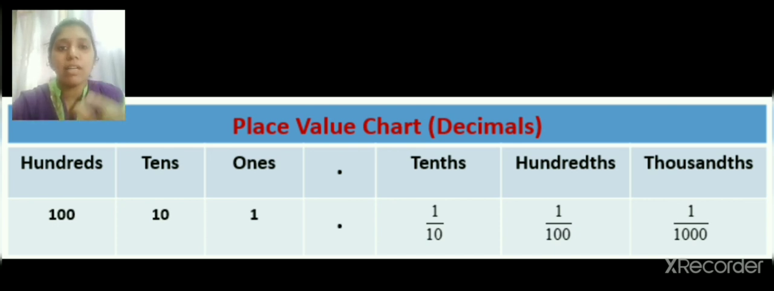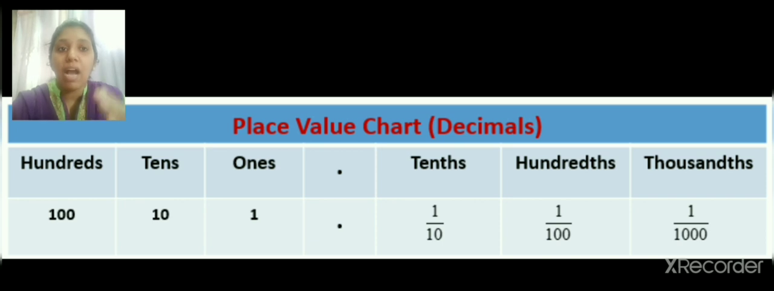For a decimal number, when a decimal number is given, how can we write the place value? What is the place value of each number in a decimal number? We are going to see. Look at the place value chart. Towards your left side, you can see ones, tens and hundreds. That place value you know already.